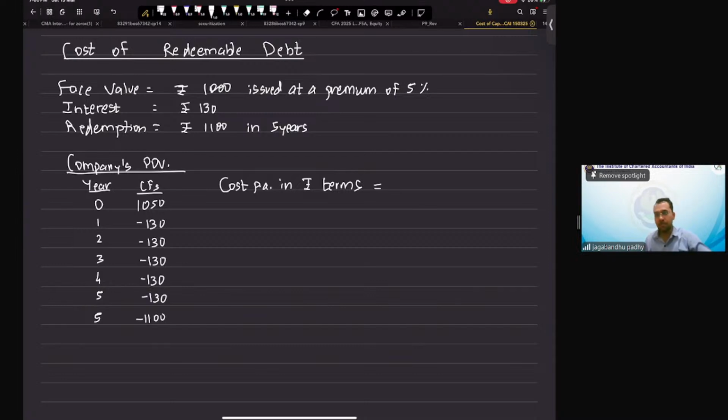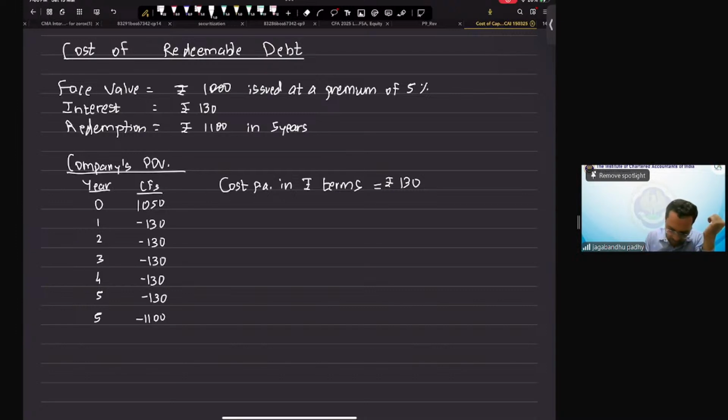What is the cost per annum in rupee terms? How much is the cost per annum, guys? Every year, do you mean to say I'm having just a cost of 130 rupees, or is there any other cost also? Do you see any other cost in the company? Is 130 the only cost?